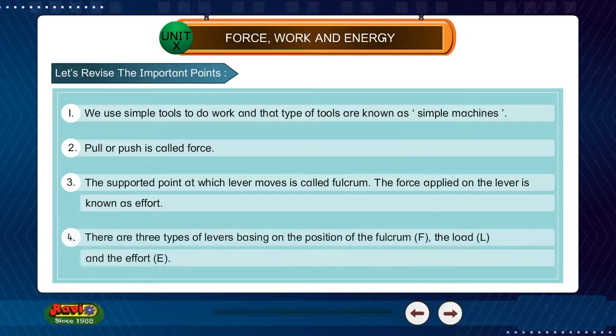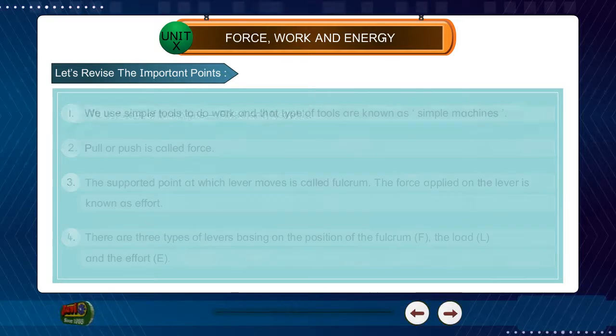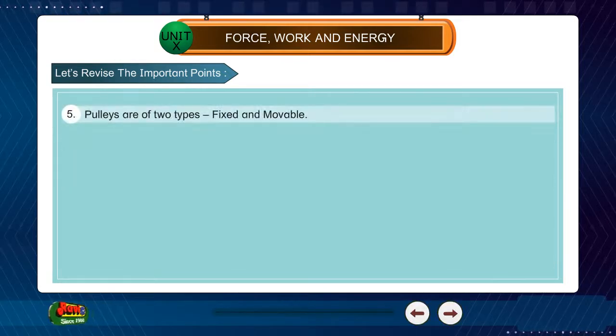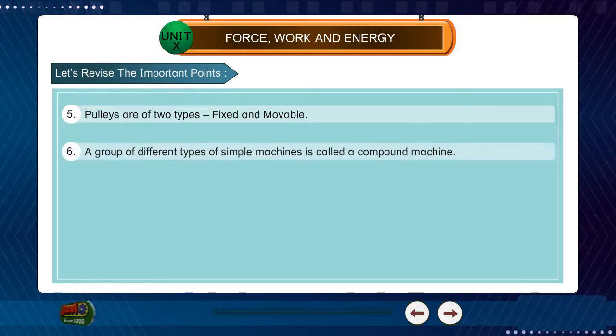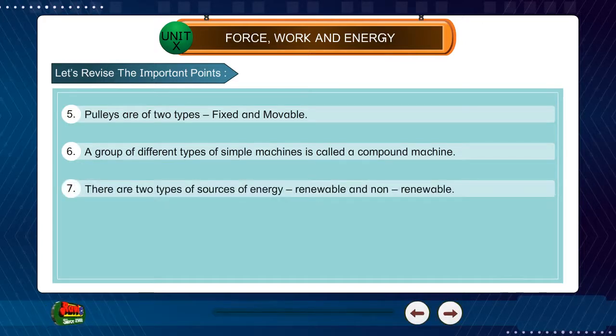4. There are 3 types of levers basing on the position of the fulcrum, F, the load, L, and the effort, E. 5. Pulleys are of two types, fixed and movable. 6. A group of different types of simple machines is called a compound machine. 7. There are two types of sources of energy, renewable and non-renewable.